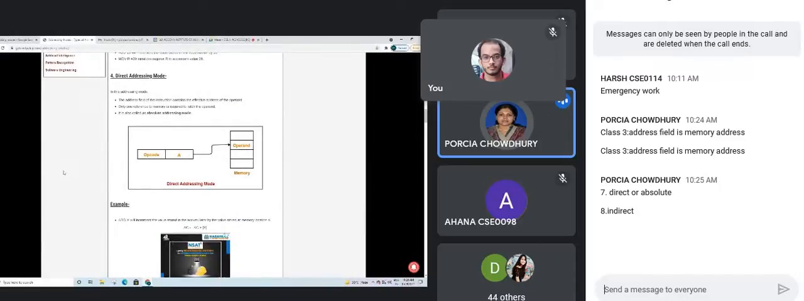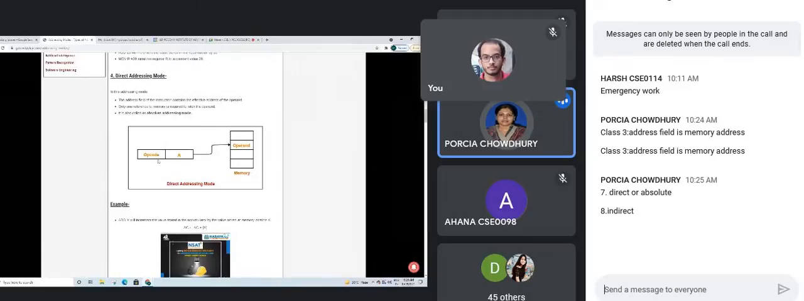In this address mode, the instruction contains the memory address of the operand explicitly. That means the memory address will be specified directly, and that's why it's called direct addressing mode. Whatever operation you have to do, just after the operation, the address will be specified. That is your direct address mode.